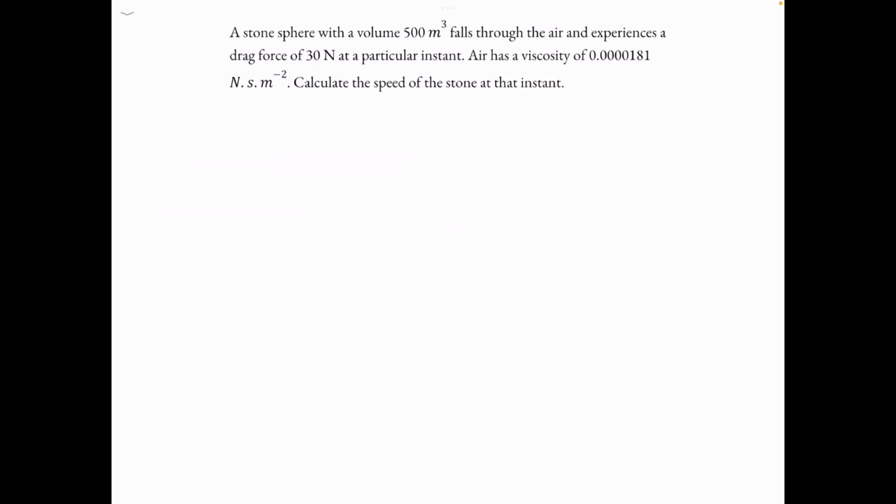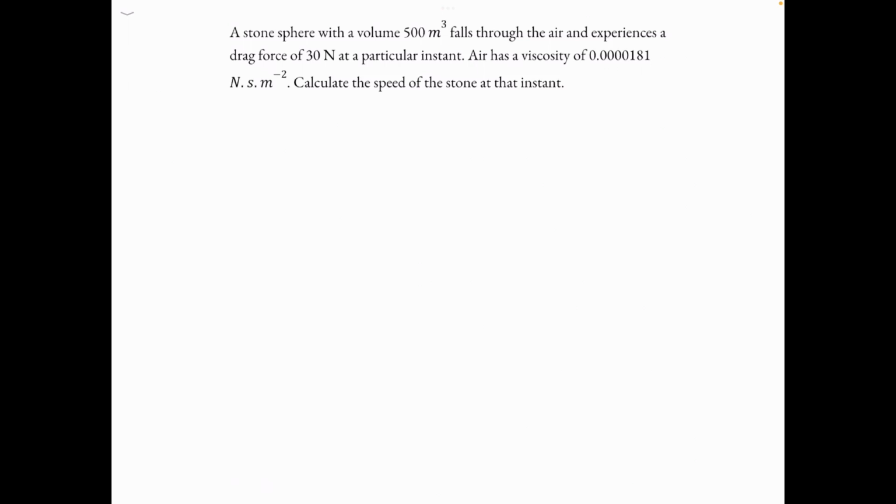Let's look at an example to get a better understanding. A stone sphere with a volume of 500 meters cubed falls through air and experiences a drag force of 30 newtons at a particular instant. Air has a viscosity of 0.0000181 newton seconds per square meter. Calculate the speed of the stone at that instant.